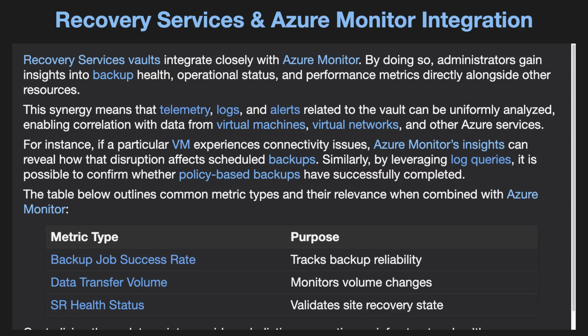The table below outlines common metric types and their relevance when combined with Azure Monitor. Backup job success rate: tracks backup reliability. Transfer volume: monitors data volume changes. Site recovery health status: validates site recovery state. Centralizing these data points provides a holistic perspective on infrastructure health.